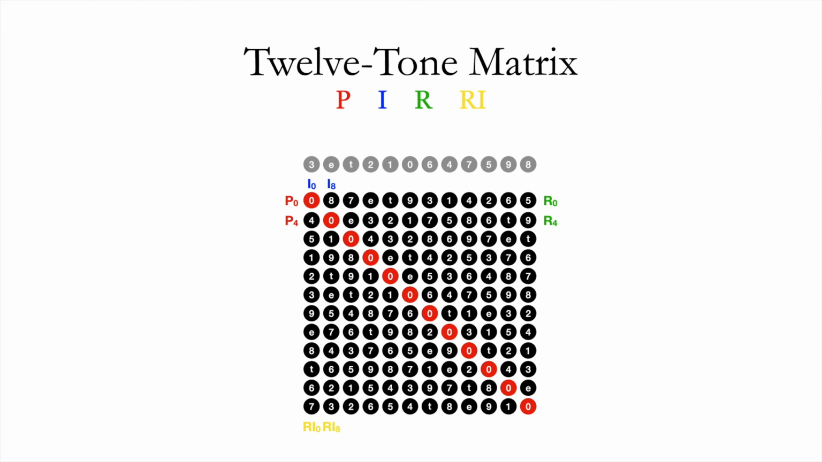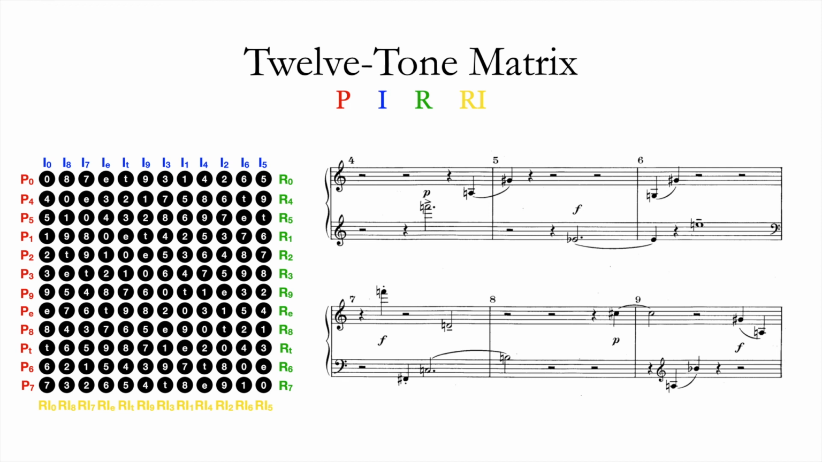If we return to the third movement of Webern's Opus 27, we can use the matrix to identify the exact transformation that characterizes any given presentation of the tone row. This passage, beginning on pitch class 3, for instance, is represented by I3.